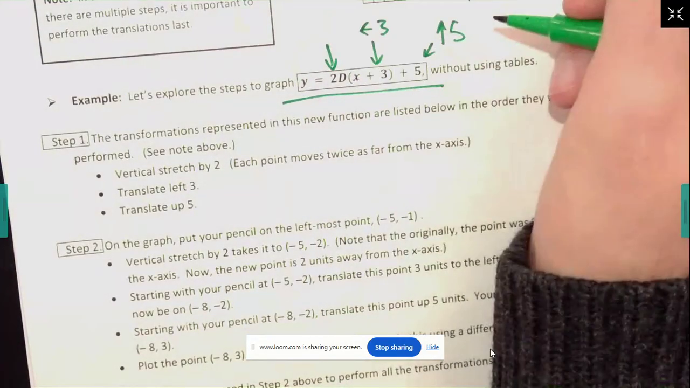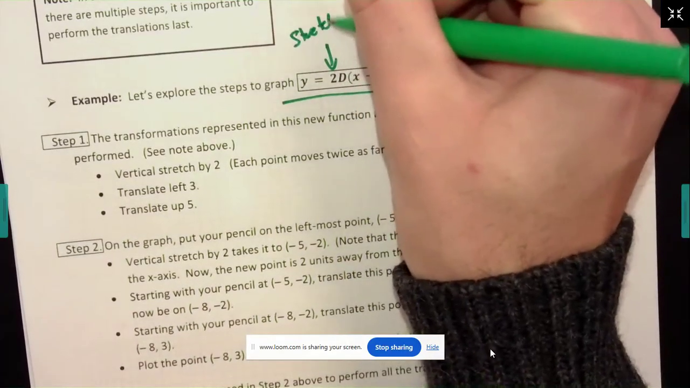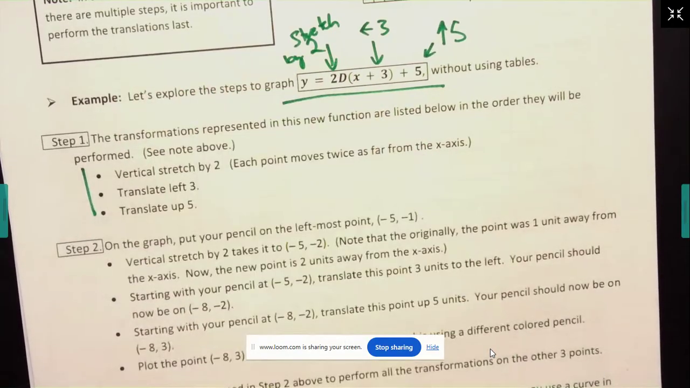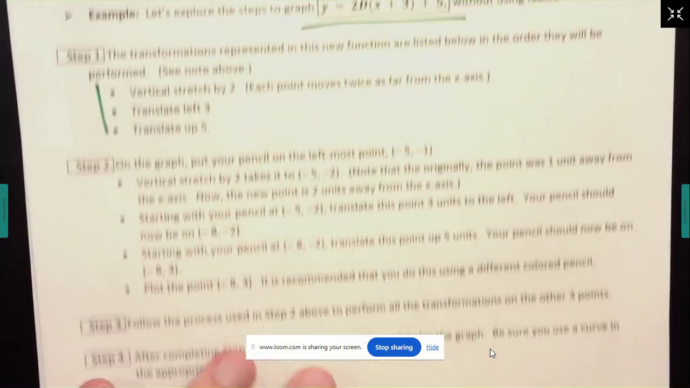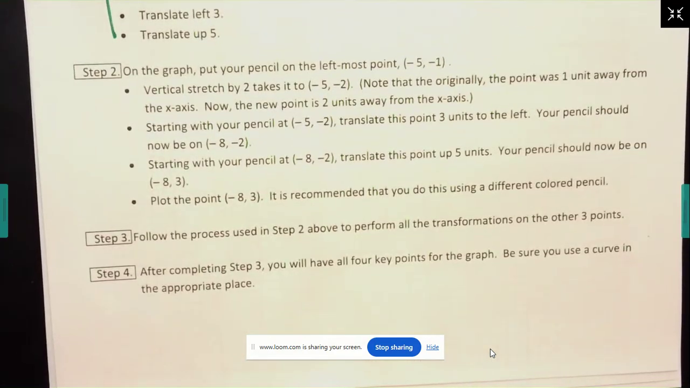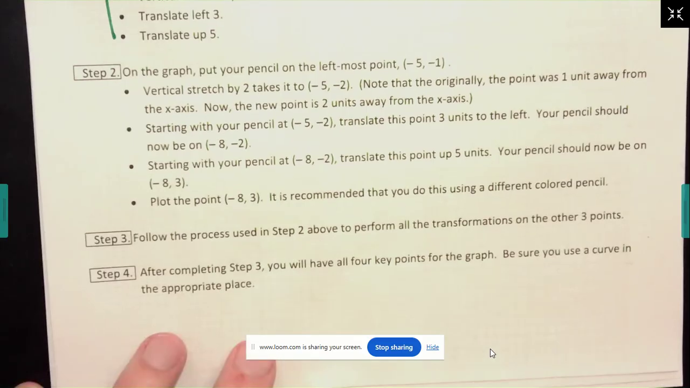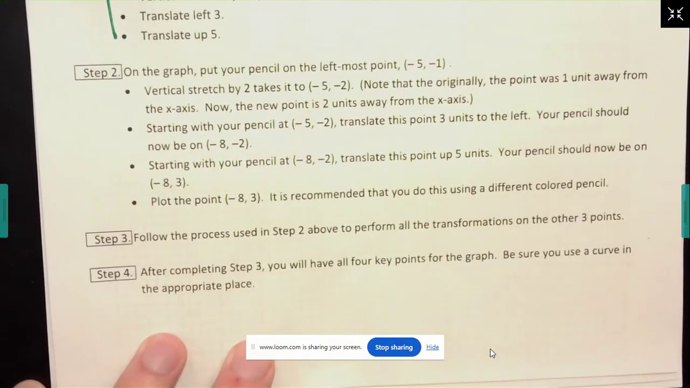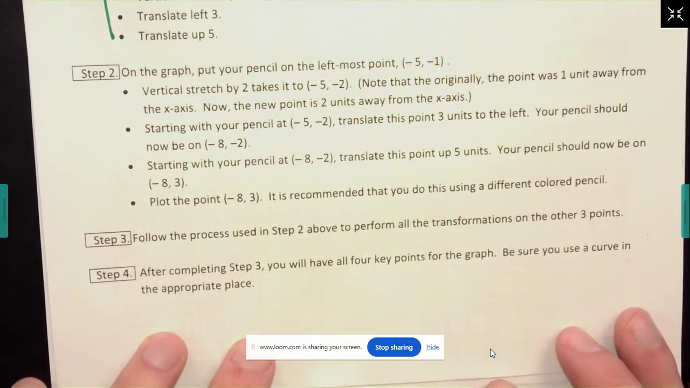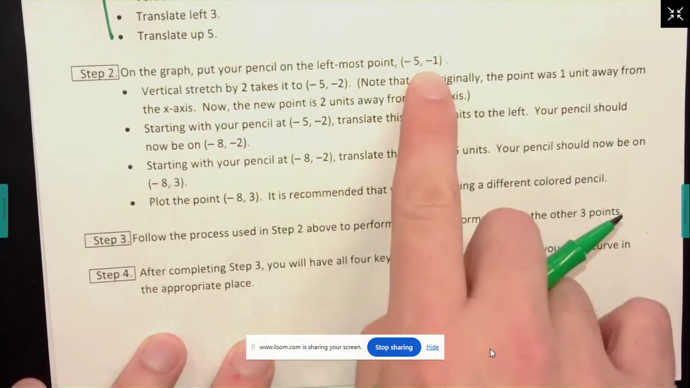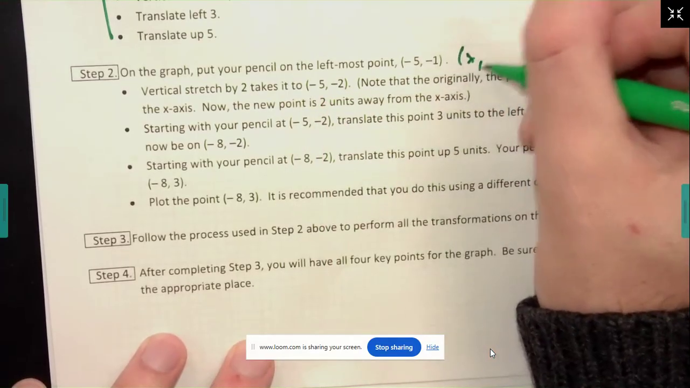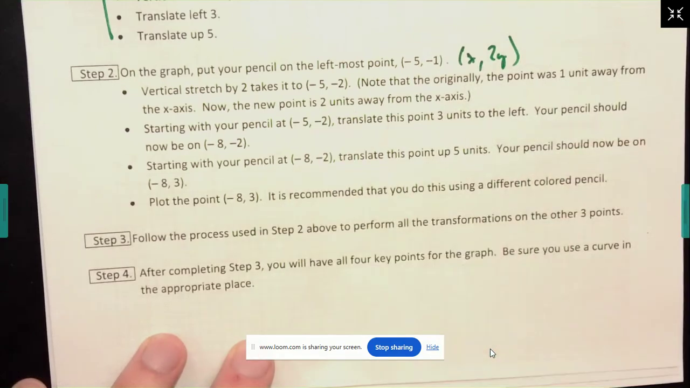We have a 2 out in front, so I'm going to stretch by 2. Okay? And that's all listed right there for you as well. So what is happening here? Okay, so we are going to stretch before we do anything else. Always stretch first, okay? So that negative 5, negative 1, if I'm stretching by 2, becomes x, 2y. So negative 1 becomes negative 2.